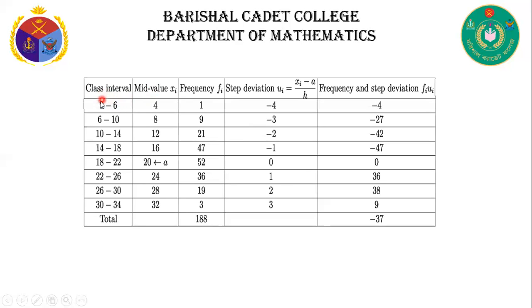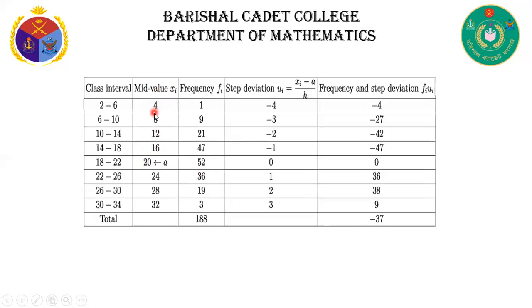That means 6 plus 2, 8, divided by 2, that means 4. 10 plus 6 divided by 2, that means 8. 14 plus 10 divided by 2, that means 12. In the same way, we find the other mid values. The frequency is also given. Now the next step, step number 3, is to take the approximate mean. So for the approximate mean, we take A.